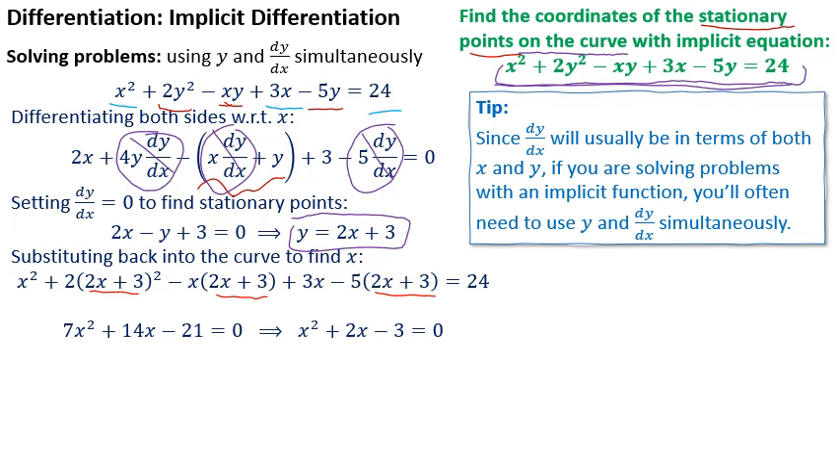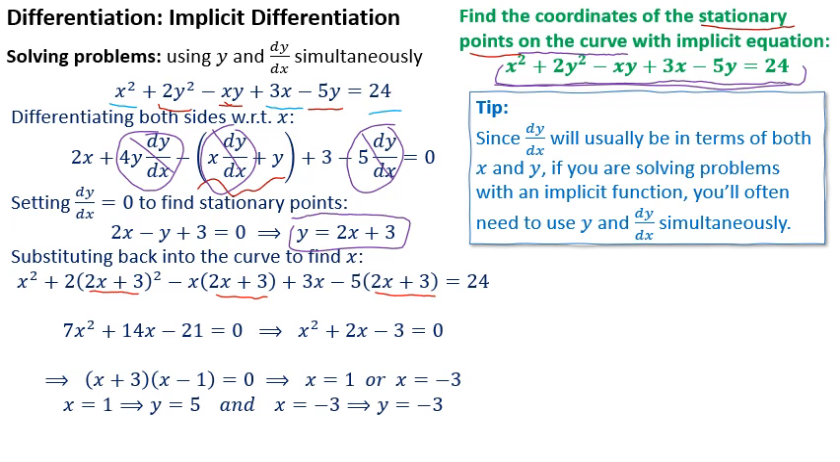Be careful with your rearranging. But if I've done this right, hopefully you'll get 7x squared add 14x minus 21 equals 0. We can simplify that down. You can use a calculator to find solutions if you like. And we should find that we get x equals 1 or x equals negative 3. Finally, by incorporating the information from dy by dx equals 0 and the original curve simultaneously, we have now found the x coordinates of the stationary points.